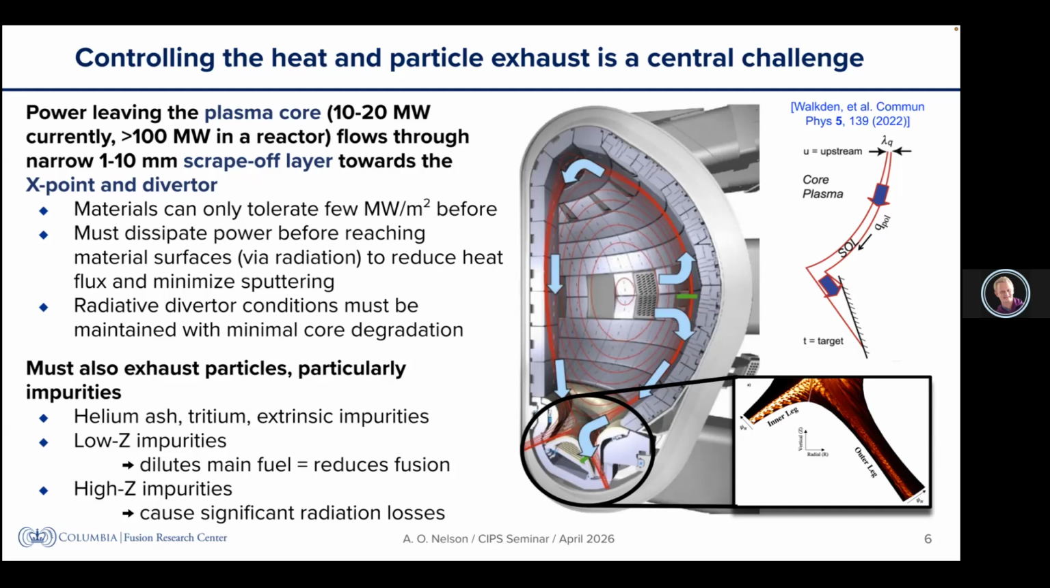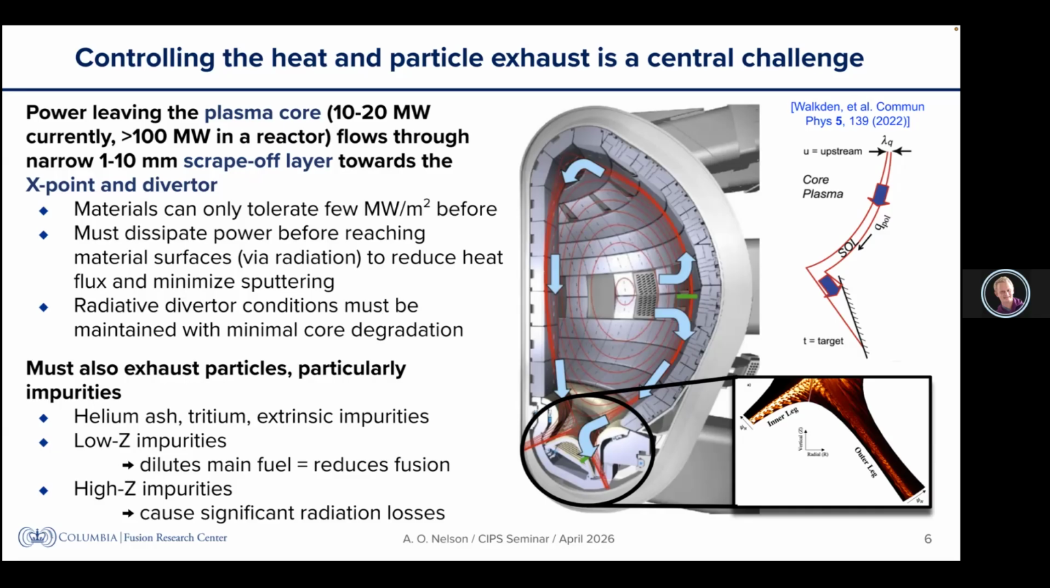There's fancy ways to deal with this. The easiest way to deal with this is just to get rid of the power before it hits the scrape-off layer. So you can do that through radiation, but then radiation has its own problems. It dilutes your core, or it eventually dilutes your fuel, or it causes instabilities of its own.